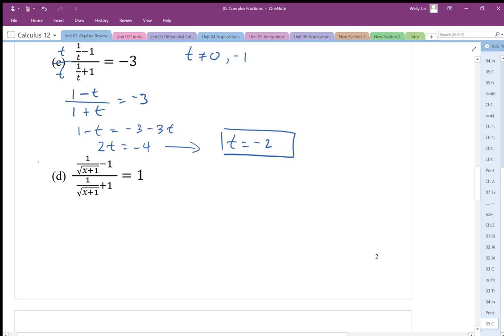So I notice here that I can just times by square root x plus 1 on top, square root x plus 1 on bottom. That's going to cancel out that factor, so I'm going to get 1 minus, and then distribute. And this is going to be 1 plus distribute.